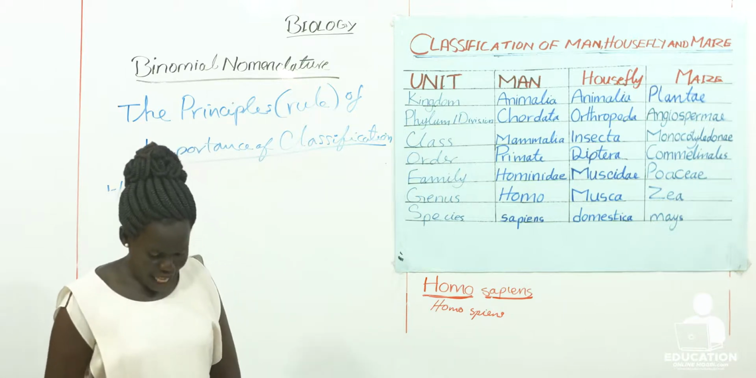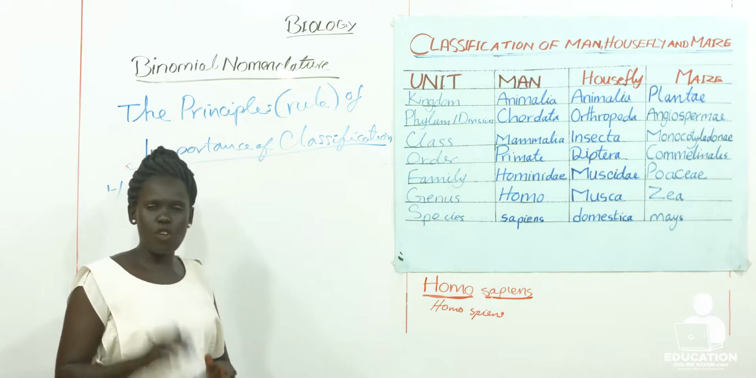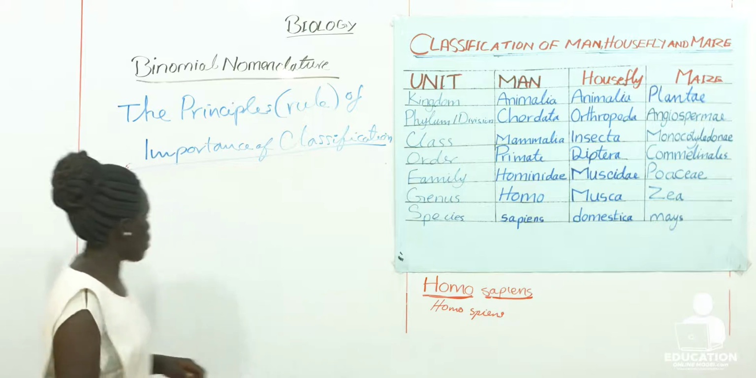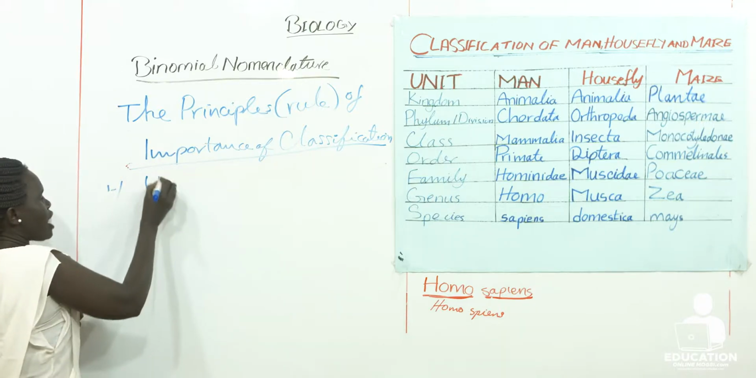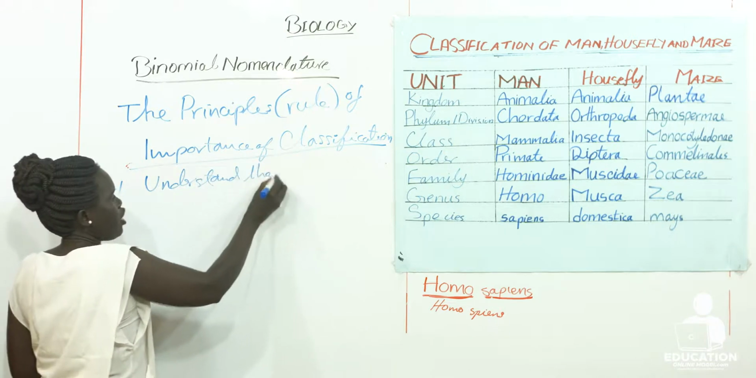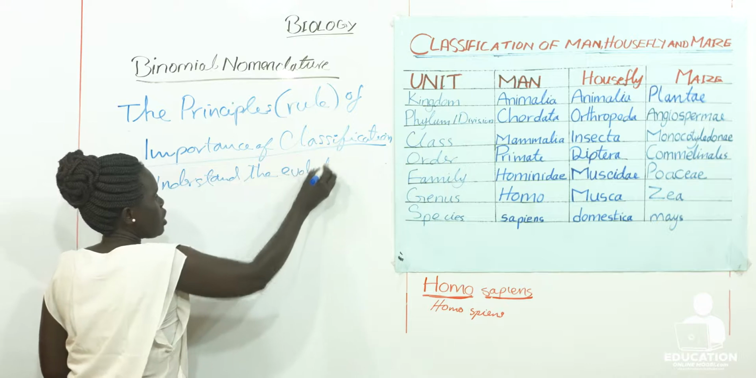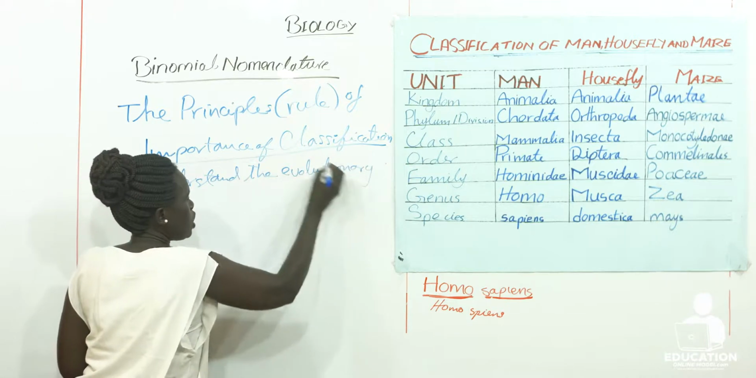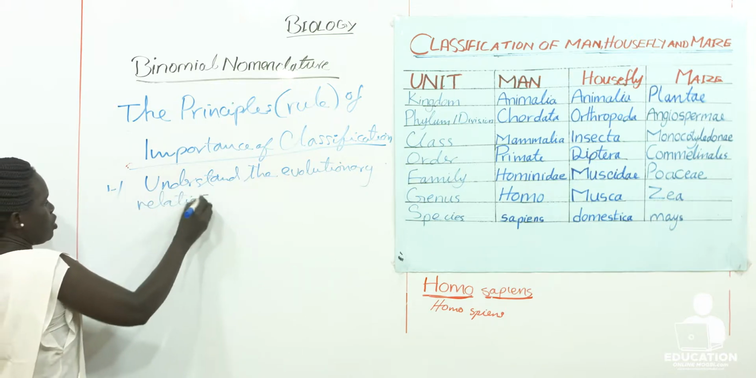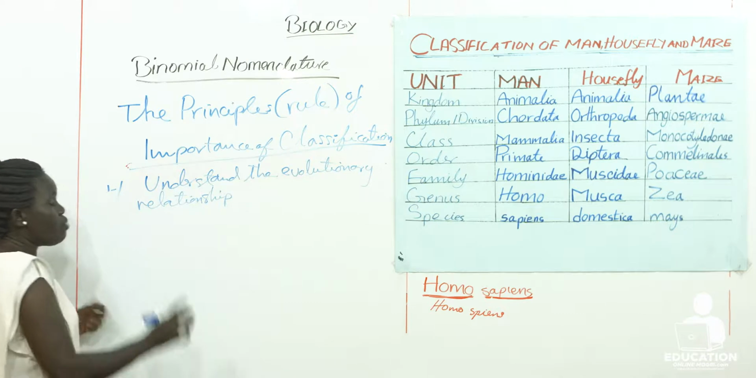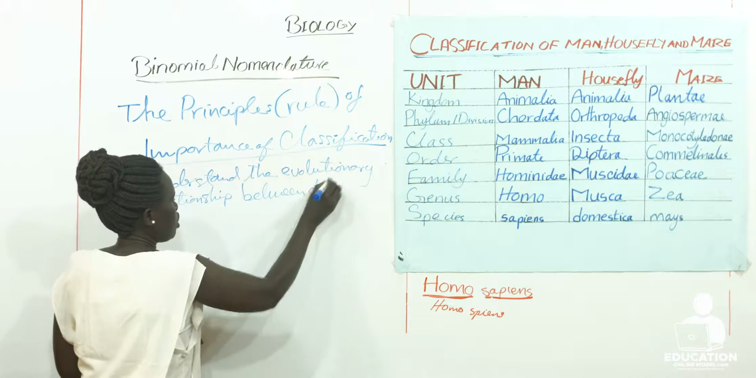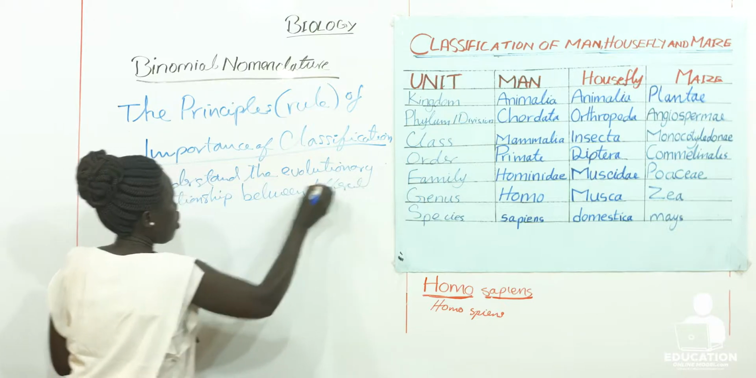Number 4, it helps us to understand the evolutionary relationship between different organisms. This point is very important. It helps us to understand the evolutionary relationship between different organisms.